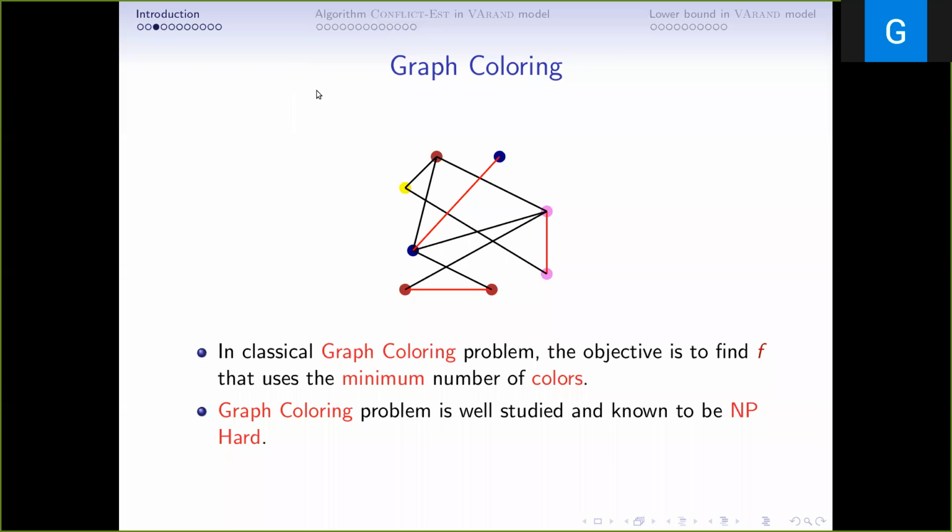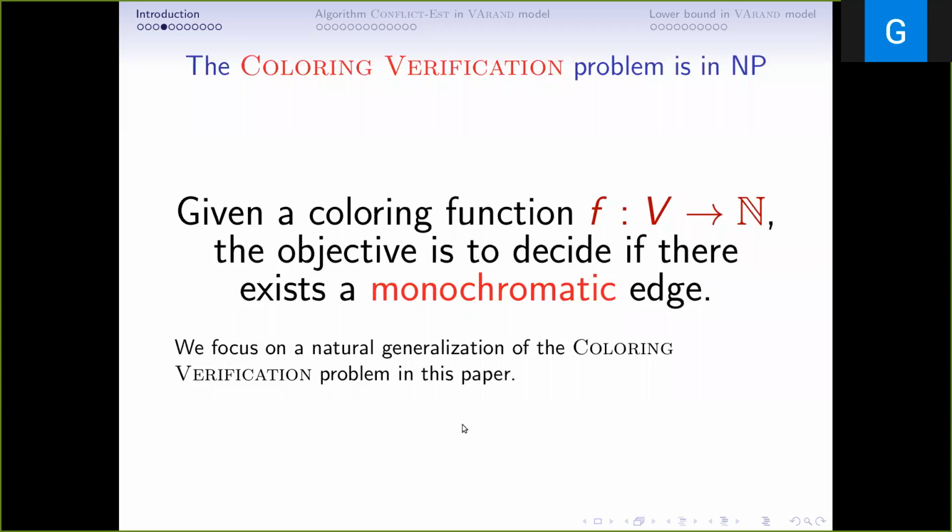All of us know that the classical graph coloring problem is NP hard. Also recall that the classical graph coloring problem is in NP. While proving NP, we have considered a coloring verification problem where the inputs are two things, the graph G itself and a coloring function H on the vertex set of the graph. The objective of us is to decide if there exists a monochromatic edge in G or not.